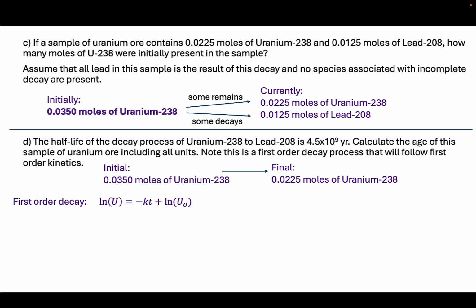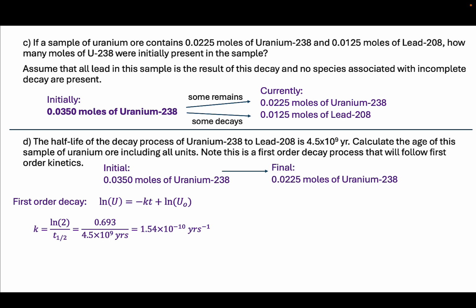And this is first-order kinetics. We have our first-order integrated rate law, which tells us that the natural log of the uranium we have now is equal to negative kT plus the natural log of the uranium we had initially. For this, we first need to get the rate constant, which is related to the half-life through the following, which is actually derived right from first-order decay. But basically, the rate constant and the half-life are the same information. How long is it taking for this decay to occur? And so they can be calculated based only on the other one.